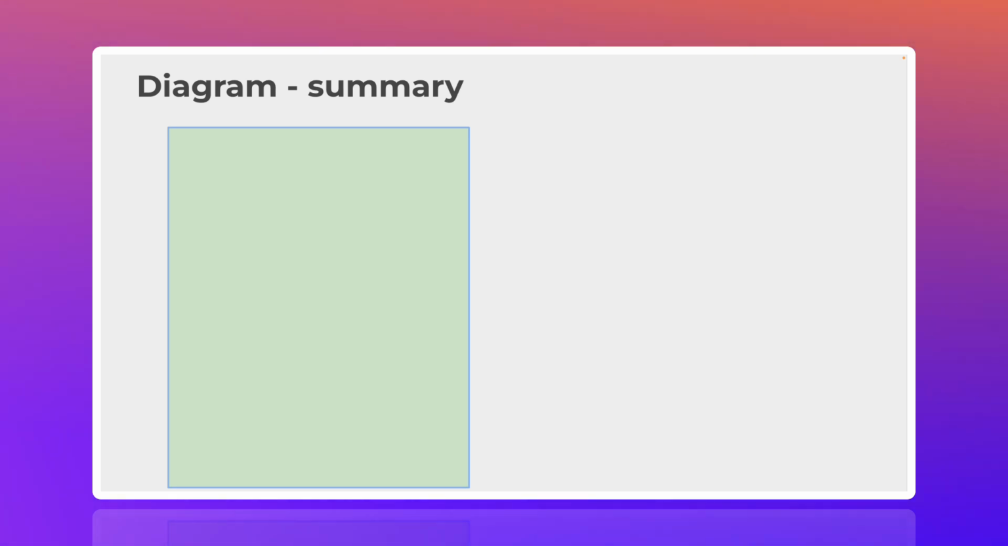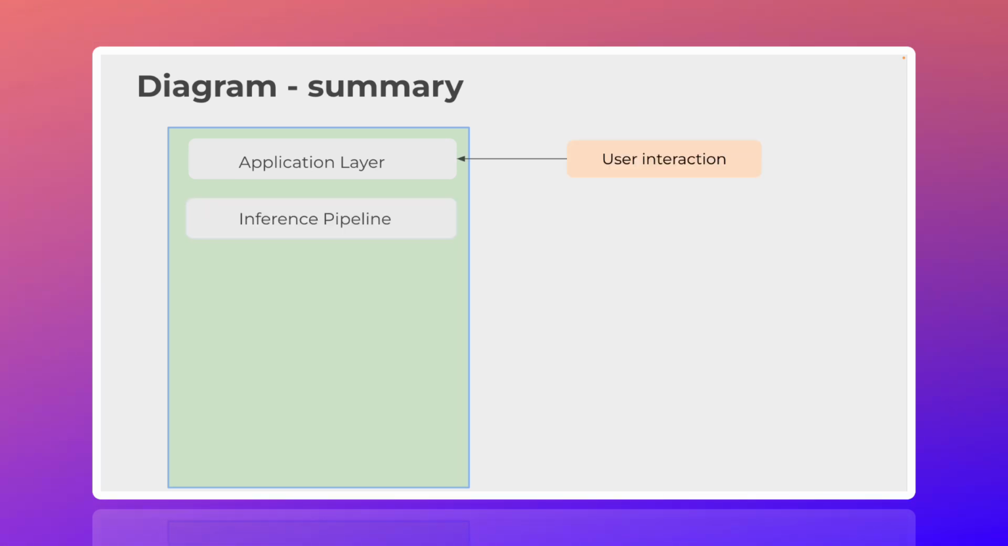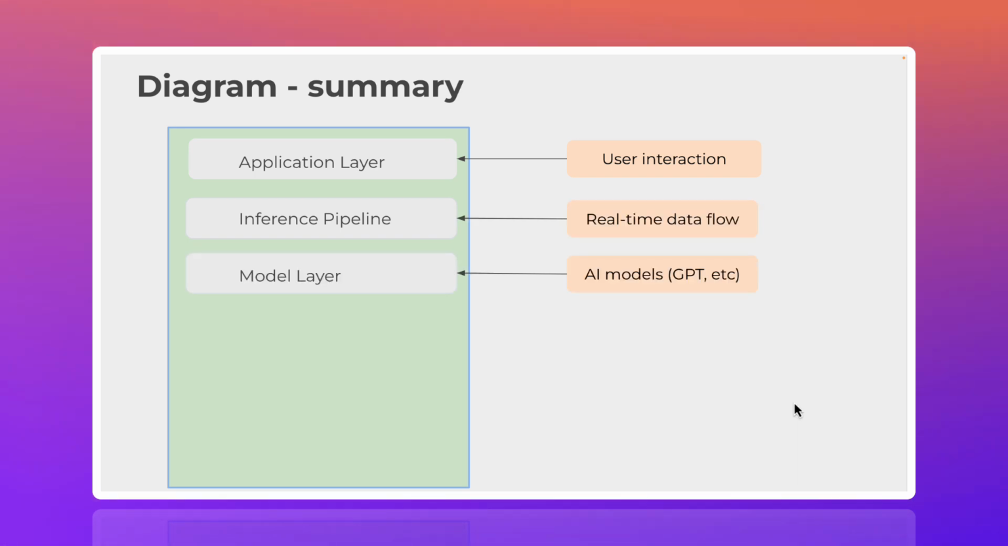Now, looking at the diagram here, this is just a summary of what we have just looked at. We have the application layer at the top. This is the user interaction, the APIs, and so forth. We have the inference pipeline. This is real-time data flow. We have the model layer. This is where we have the AI models, GPT or Llama or any other model you may have.